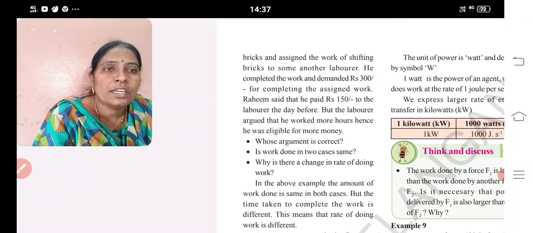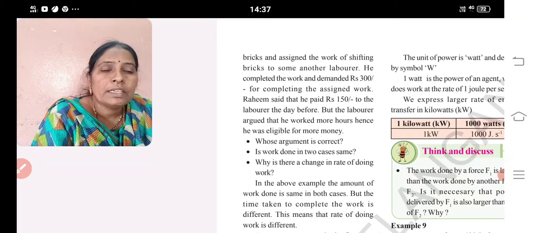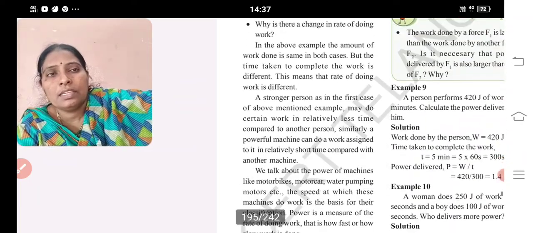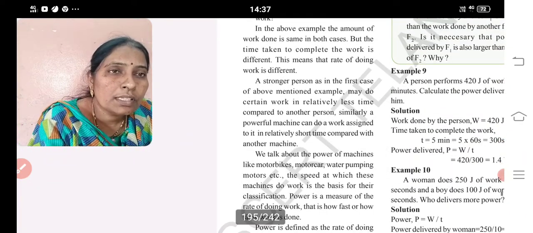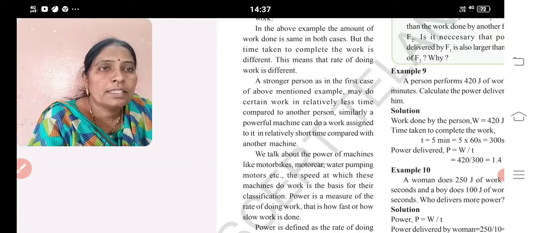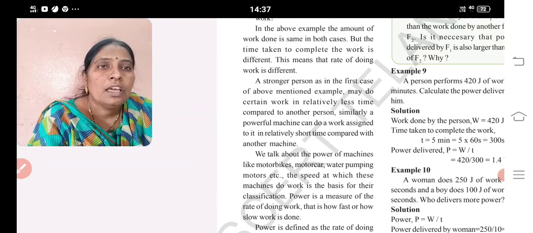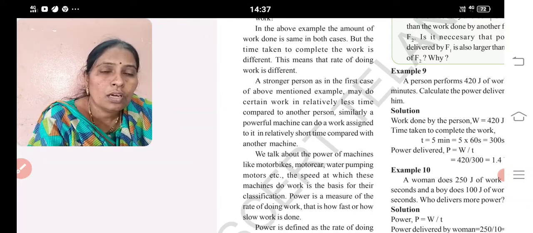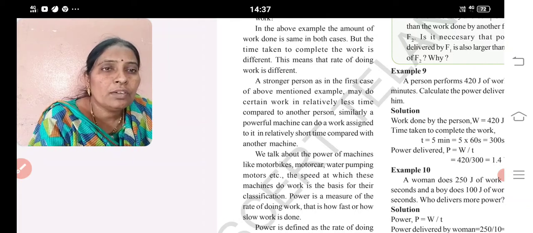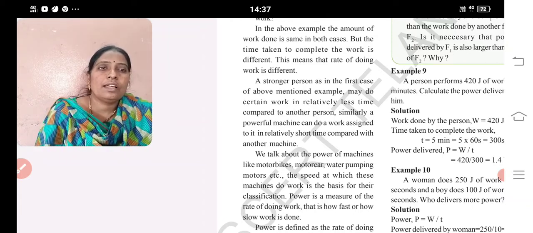Why is there a change in the rate of doing work? In the above example, the amount of work done is the same in both cases, but the time taken to complete the work is different. This means the rate of doing work is different. A stronger person, as in the first case, may do certain work in relatively less time compared to another person. Similarly, a powerful machine can do an assigned work in relatively shorter time compared to another machine. We'll talk about the power of machines like motorbikes, motorcycles, pumping motors, etc. The speed at which these machines do the work is a basis for their classification.